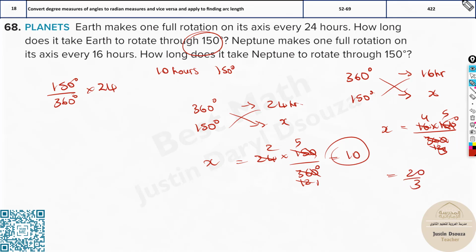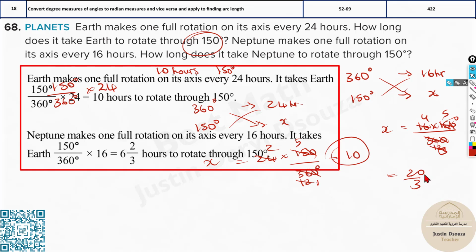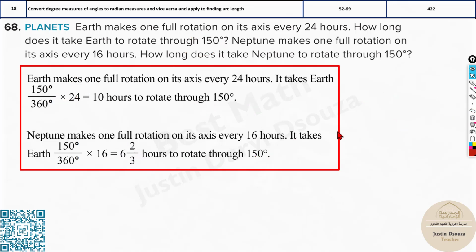You can just put that in the calculator, no need of doing it by hand. So it'll be 20 by 3, that is 6.6666 hours. That's 6 2/3. So Earth will take 10 hours to rotate 150 degrees, and Neptune on the other hand takes only 6 hours, nearly 7 hours. So that's how we would solve it.